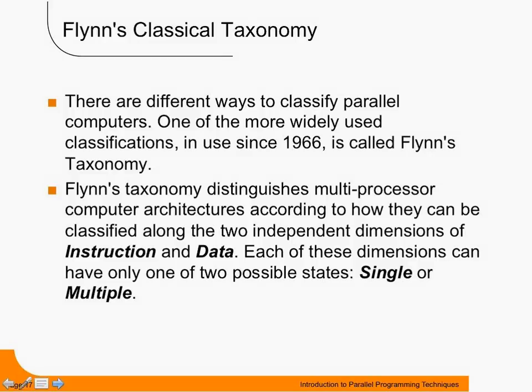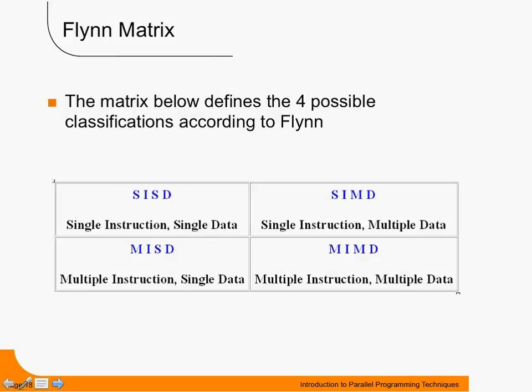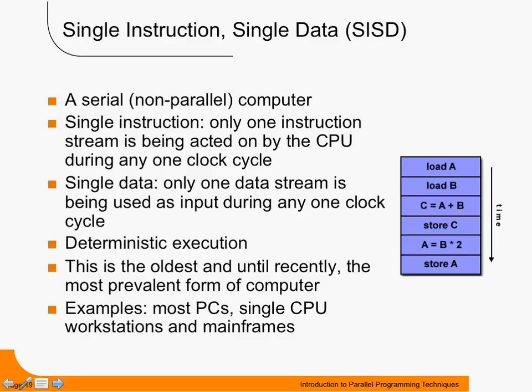The taxonomy is based on this concept, instruction and data. And then on the other two dimensions, the possible states could be single or multiple. Here are four different classes of system: single instruction, single data; single instruction, multiple data; multiple instruction, single data; and the fourth is multiple instruction, multiple data. We will talk about each of these one by one in the coming sessions.